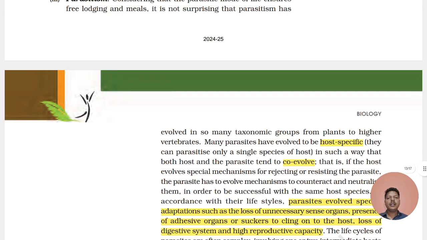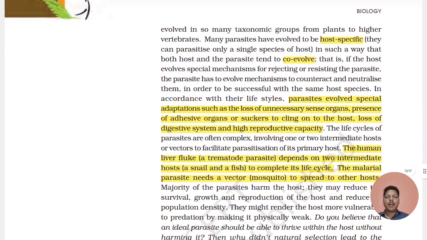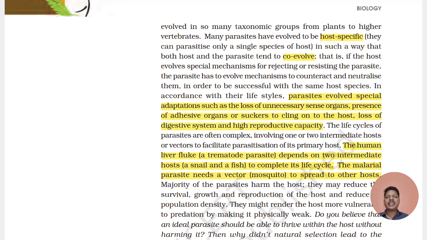Parasitism. Here, many parasites have evolved to be host specific, and they also tend to co-evolve. If the host evolves special mechanisms for rejecting or resisting the parasite, the parasite also evolves mechanisms to counteract and utilize them. Here, parasites evolve special adaptations such as loss of unnecessary sense organs, presence of adhesive organs or suckers to cling on to the host, loss of digestive system and high reproductive capacity.